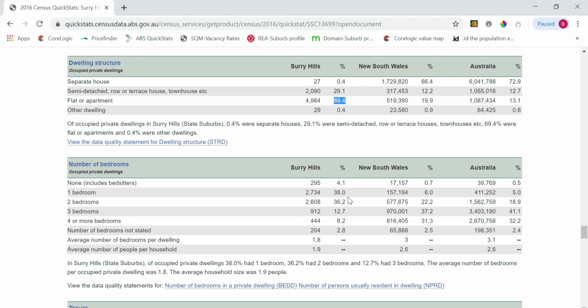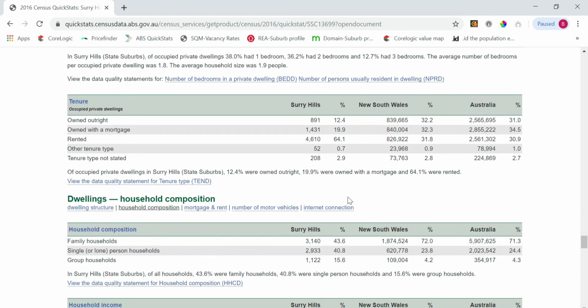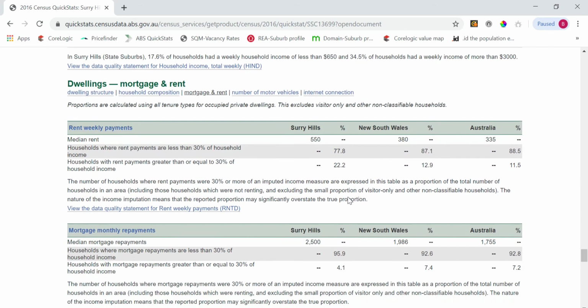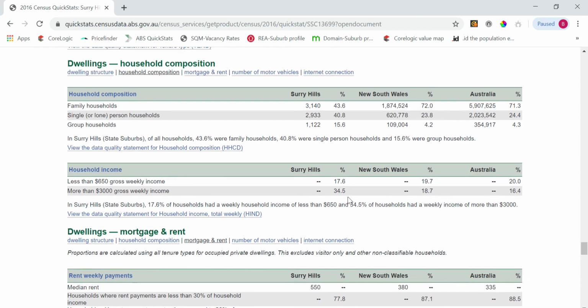So look, ABS Quickstats is an awesome tool to use, and it teaches you quite a lot. Some more useful than others, but it's a great stepping off point, and it gets you into the world of ABS, and then from there you can dive a lot deeper. But certainly you can get up to speed on a suburb relatively quickly, and it's free information there at ABS Quickstats. So hope that helps.